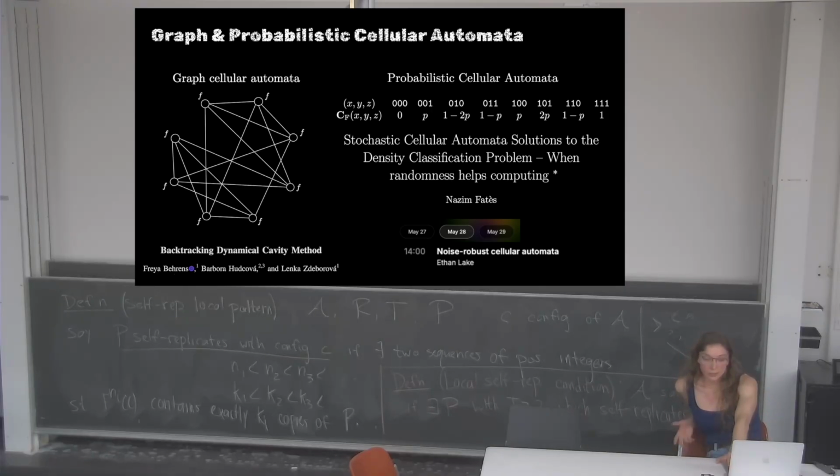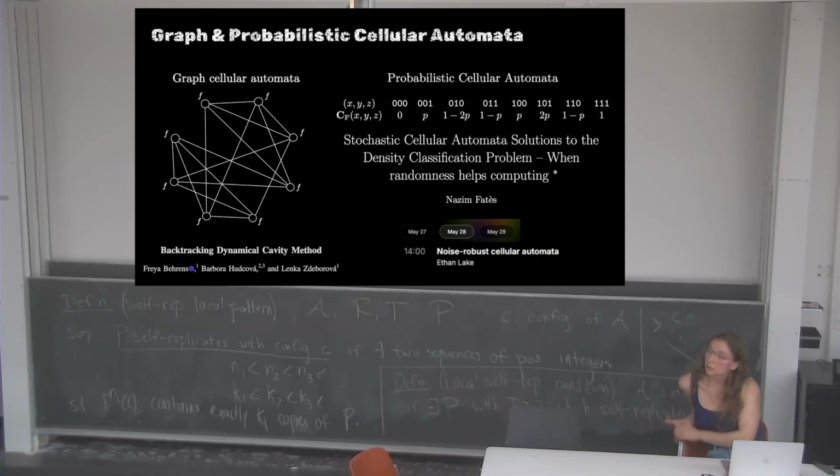And more about noisy cellular automata and how we can design them to be robust to certain noise perturbations will be given by the workshop at the time of the actual lecture, which is next Thursday at 2 p.m. by Ethan Lake, who was working on this with Ehsan, who's from Berkeley.